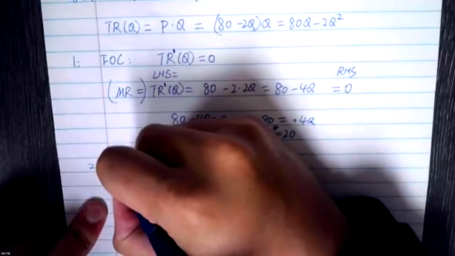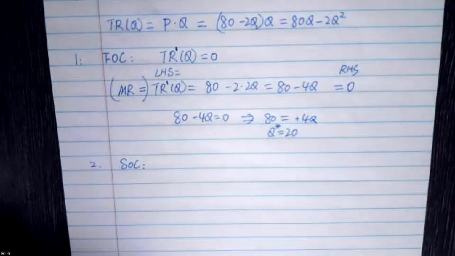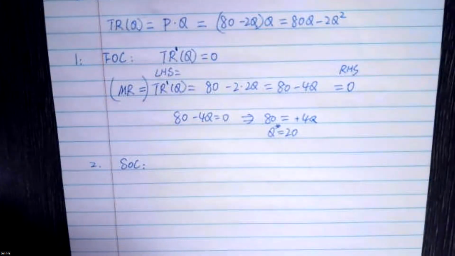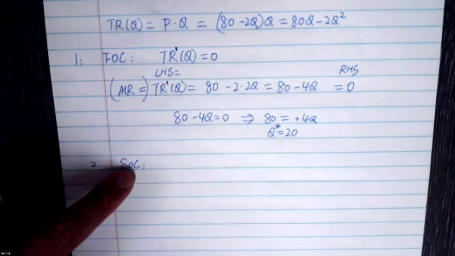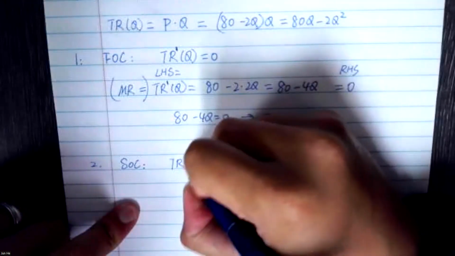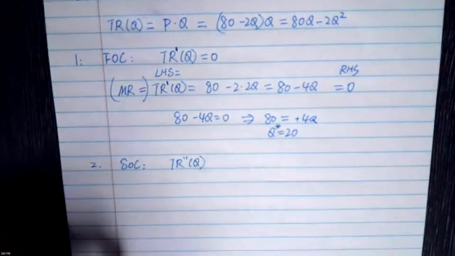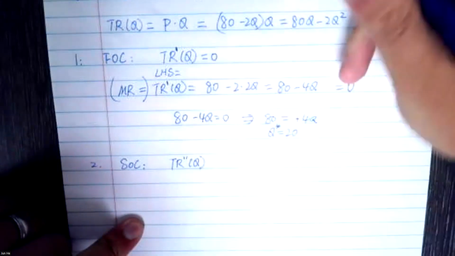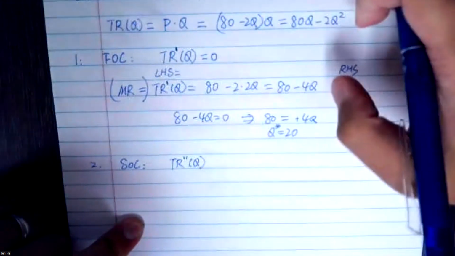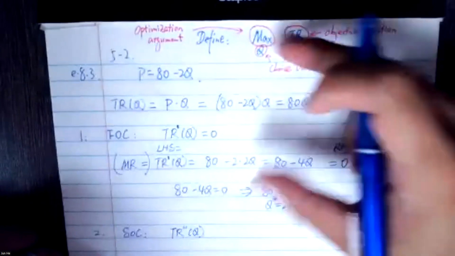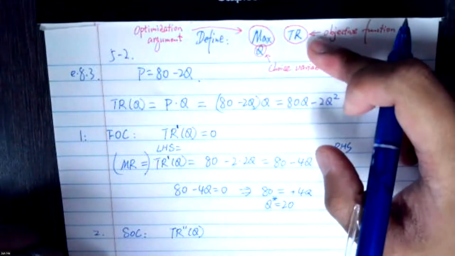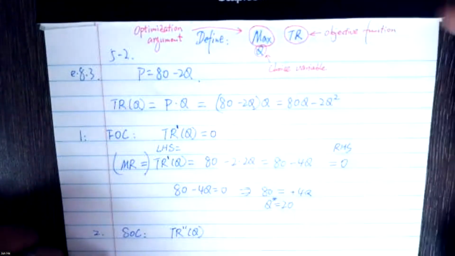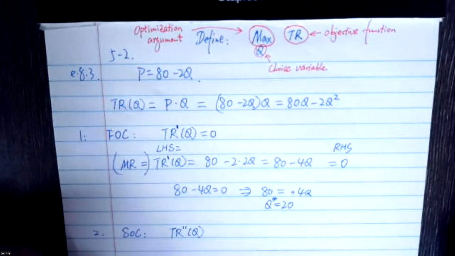Then we need to go to the second step, which is to check the second order condition to make sure you're maximizing revenue, not minimizing it, right? So here, the second order derivative is that of the objective function. That's why I encourage you to define the maximization problem on the side. Then it's easier for you to check those functions.